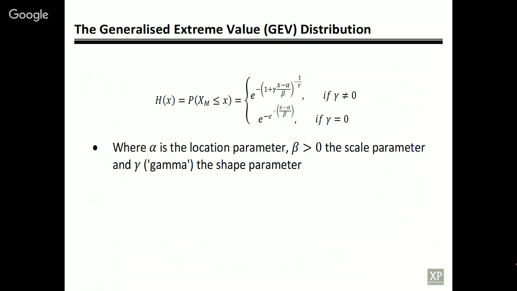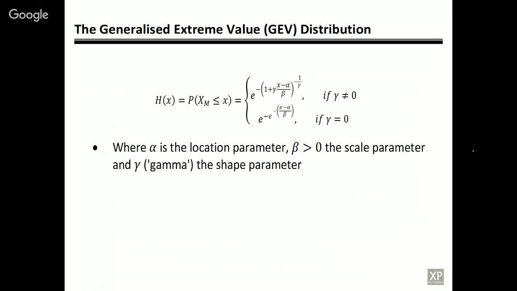Next, we have the GEV, or generalized extreme value distribution, and this models the distribution of extreme values, or block maximum. Now, the formula for the GEV distribution, or the CDF, is the formula right here. And I suggest you memorize this formula as well as the formula on the next page, which is the standard formula. And what you'll need to know is that alpha is the location parameter, beta is the scale parameter, and gamma is the shape parameter.